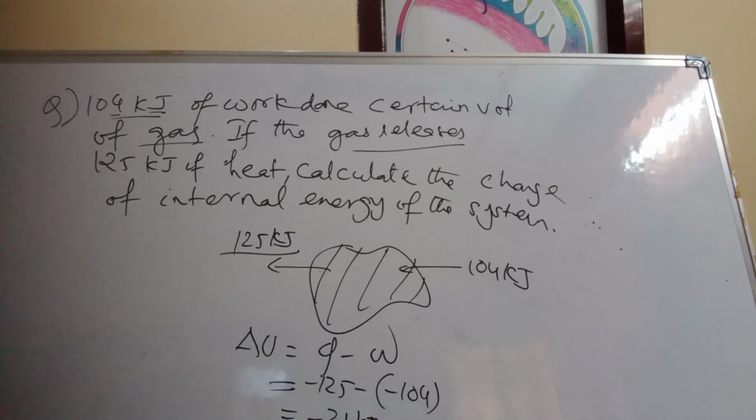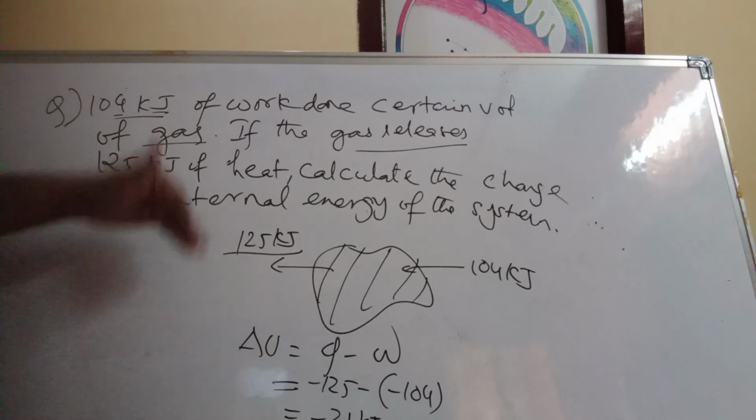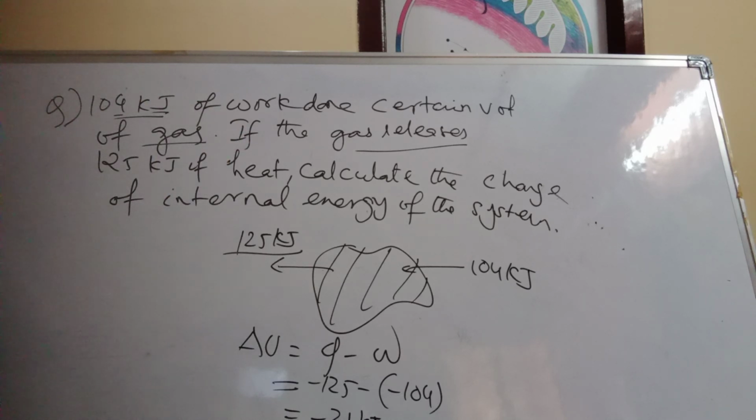So 21 kilojoules of energy, was it increased or decreased actually? Think about it and you can comment. Okay, 21 kilojoules is the change in the internal energy of the system. What does this minus indicate? Just see the previous part and come to a conclusion whether it was a gain or a loss.